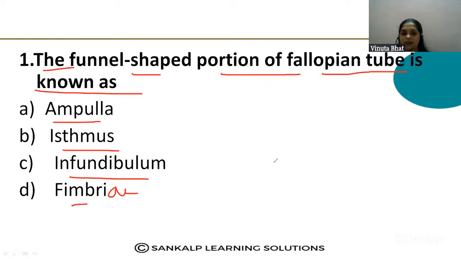Write down the answer in the comment box. Yes, that is the infundibulum.